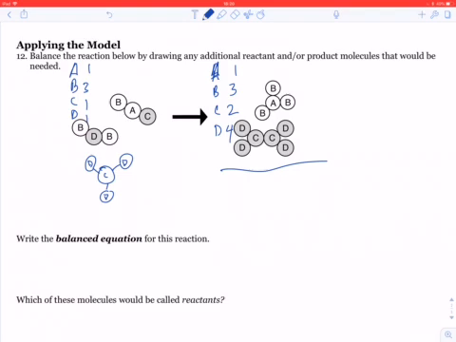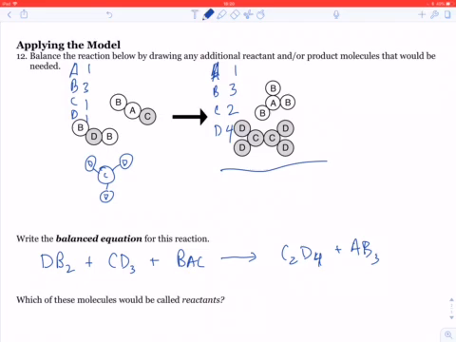So how would I write this? I would say dB2 plus CD3 plus BAC becomes C2D4 and AB3, all happily balanced. I hope I don't have to go over reactants and products again.